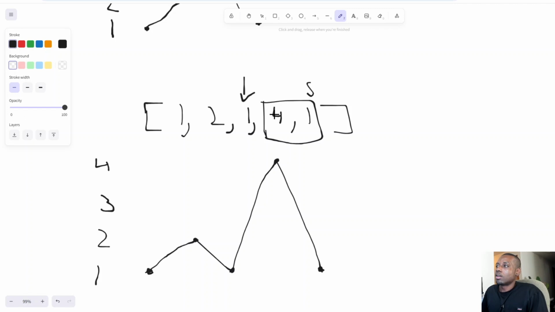Four is not a peak because four would be less than five, and in that case, five would be the peak. And we can't have cases where, for example, we have a four and another four. There are no adjacent duplicates, so we don't have to worry about those cases, because of the fact that there are no adjacent duplicates.